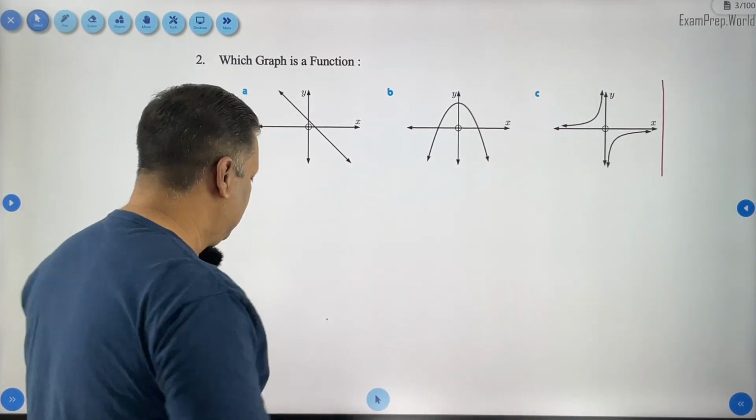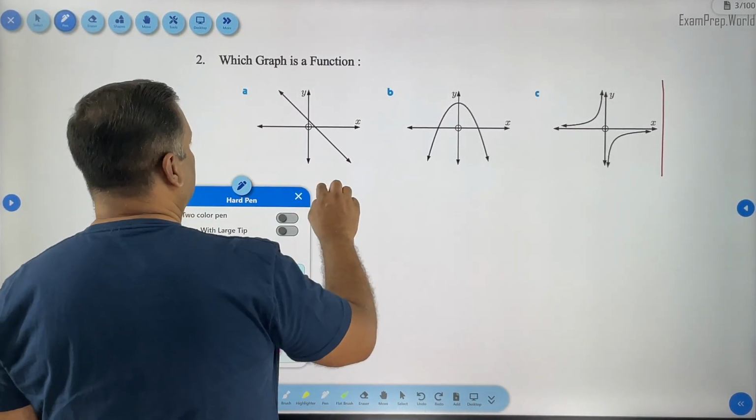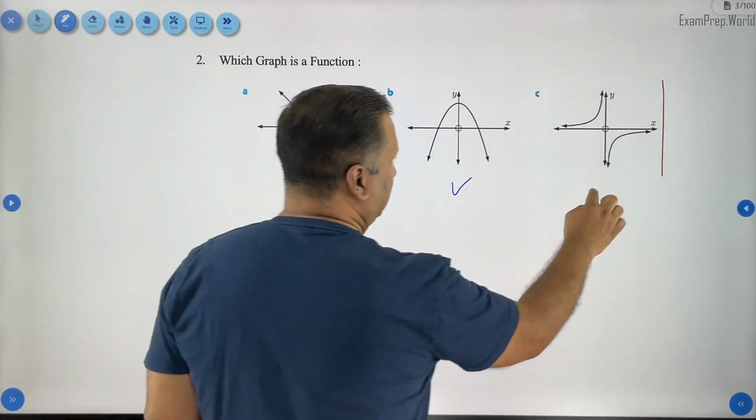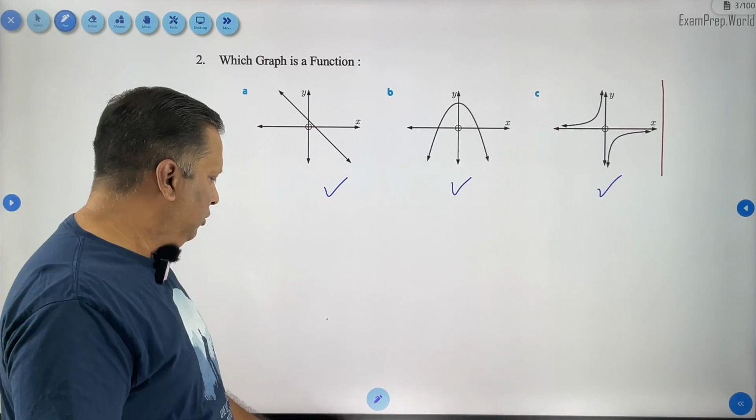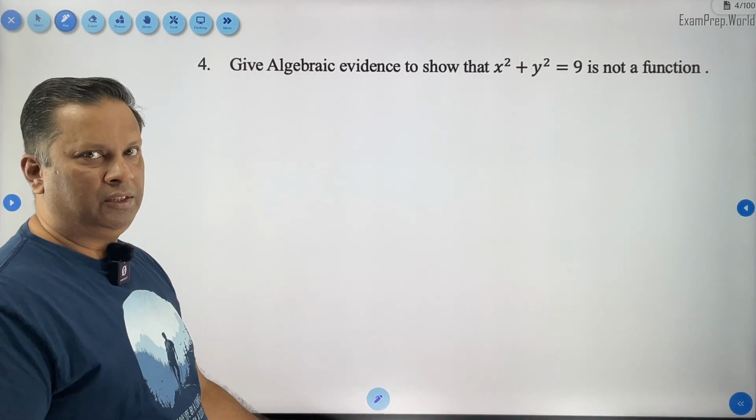Okay. So it is a function. This is also a function, and this is also a function. I hope you understood this part. Same thing you can do with any kind of graph. Have a vertical line and test it.